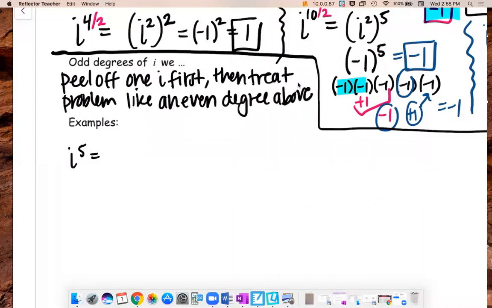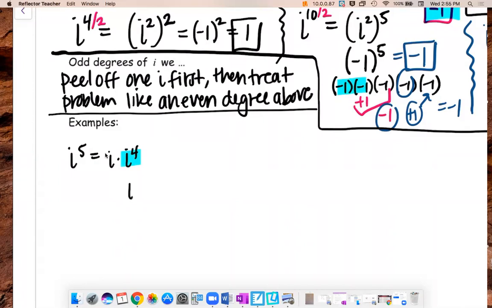So you have i to the 5th. The first step is to peel an i off of here. There's the i I took off. If I take an i out of here, I have 4 i's left, so i to the 4th. If I add these together, I still have the 5, so I just took an i off. And now I'm going to take this i to the 4th and treat it just like we did above.